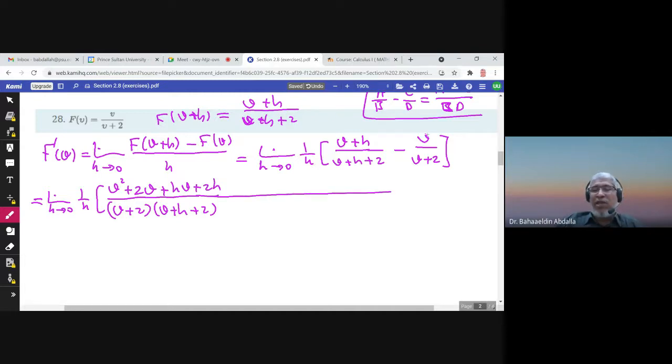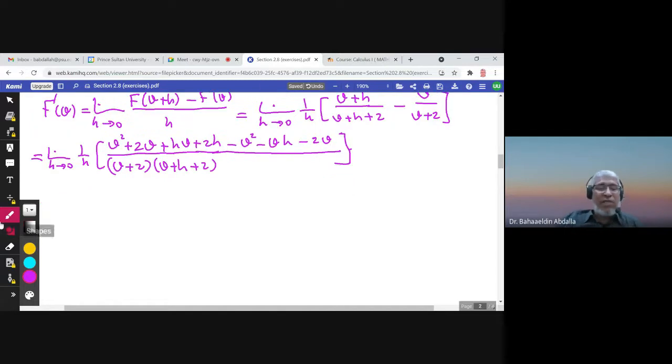And now minus v times this. So minus v will be multiplied by these three terms, and there is a negative sign always. So negative v times v is negative v squared. Negative v times h is negative vh. Negative v times 2 is negative 2v. And that's it. Let me make this smaller. All right. Now, any cancellation? Yes, v squared cancels with negative v squared. 2v cancels with negative 2v. vh cancels with hv. And I just have 2h in the numerator.